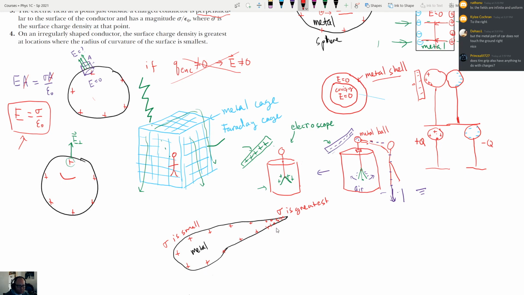The less curvature. Yeah, so the electric field is biggest over here, right? Now, there's another piece of this that should be pretty obvious to you.